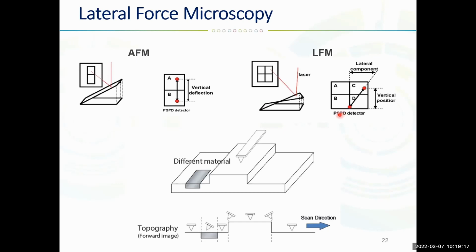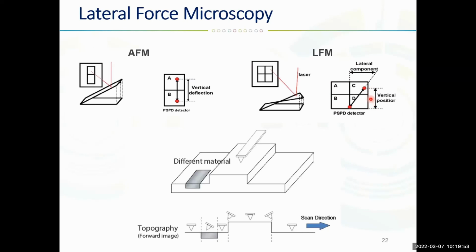And the mechanism of lateral force microscopy is very similar to that of contact mode. So in contact mode, the deflection of the cantilever in the vertical direction is measured and utilized to generate the surface topography, right? However, in the LFM, lateral force microscopy, the deflection of the cantilever is measured in the horizontal direction. So we have a horizontal component and a vertical component.